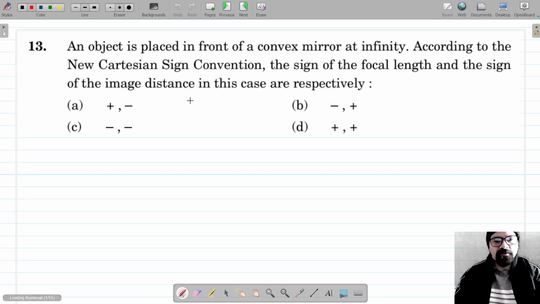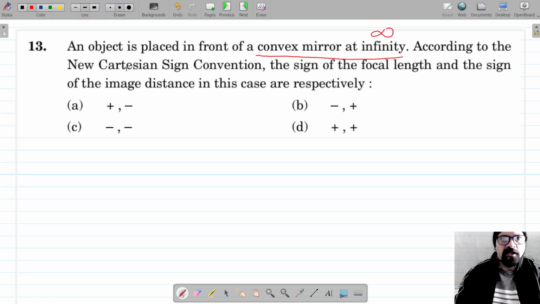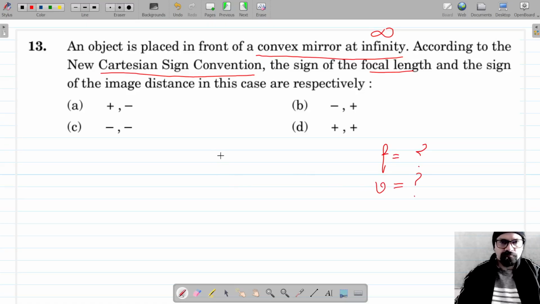Let's move on to the first question, and we are going to solve only the physics part. It's given that an object is placed in front of a convex mirror at infinity. So the object is at infinity, and according to the Cartesian sign conventions, we have to find the sign of the focal length and the image distance. Image distance is denoted by V.